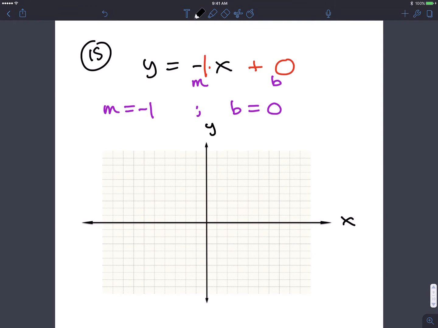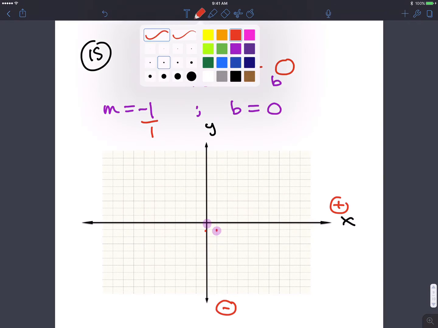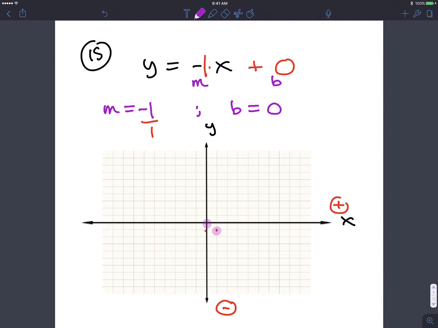X-axis, y-axis. We're going to start at the origin, which is 0. Now again, the slope here is negative 1, so this is negative 1 over 1. That means I go down 1 unit because, again, the negative direction on the y-axis is down, so I'm going to go down 1 unit and to the right 1 unit. This puts me at the location of the next point. Slope is negative 1. We now get to draw our line. This is L.